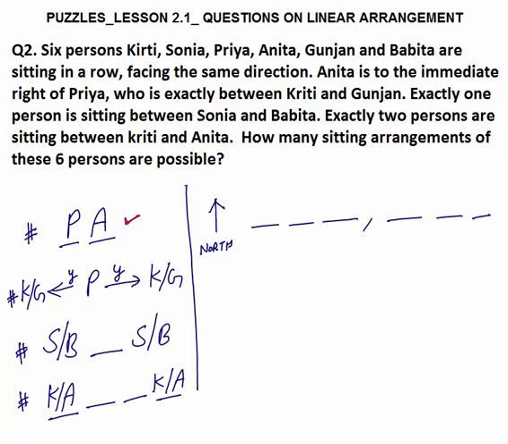Now P and A, this is certain to us. It is certain that P and A are together and A is to the immediate right of P. Now can P be at first position?